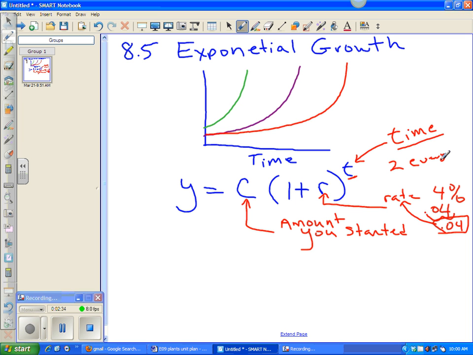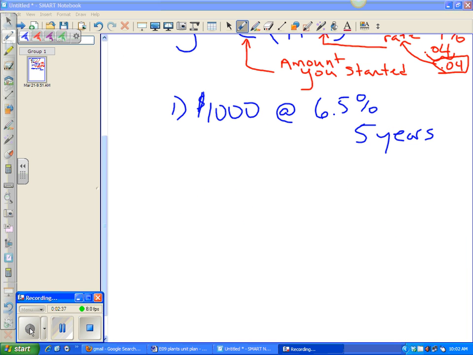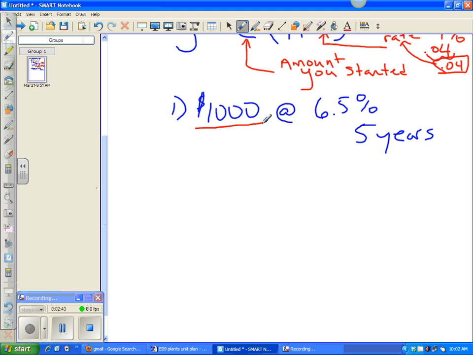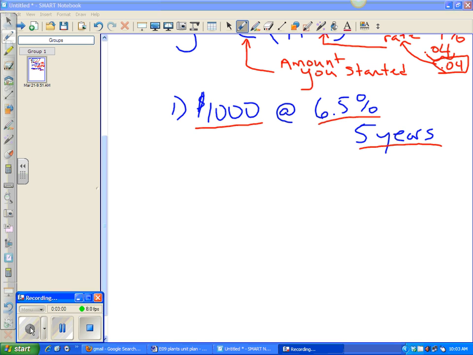So let's do some examples right now. Okay, here's a first example. Let's say I'm putting into the bank $1,000, euros, doesn't matter, kuna, whatever you're going to put in there. And the interest rate is 6.5%. And you're going to leave it in there for 5 years. These are the important parts of your word problems that you need to learn.